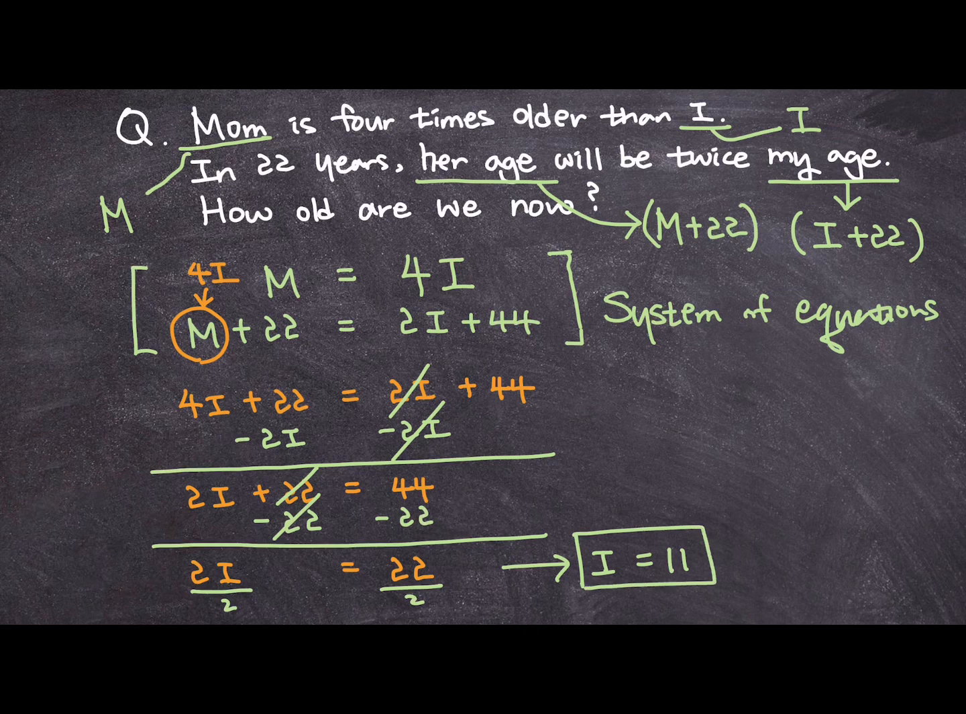I am 11 years old, and if I substitute that right here, i is equal to 11. Oopsie, sorry. If i is equal to 11, then m is equal to 4i. So consequently, I can also figure that m is equal to 44. So I am 11 years old and mom is 44 years old right now. And that's going to be my final answer.